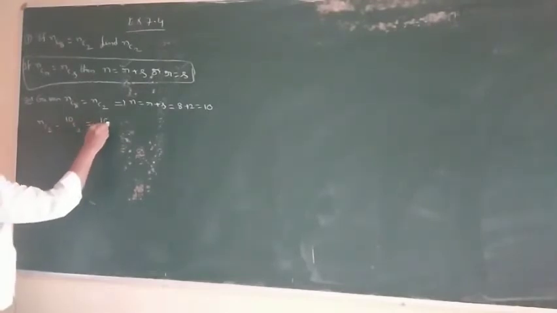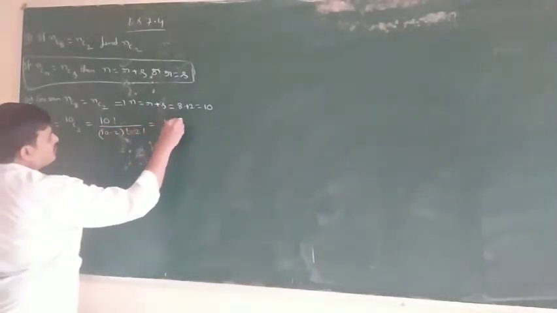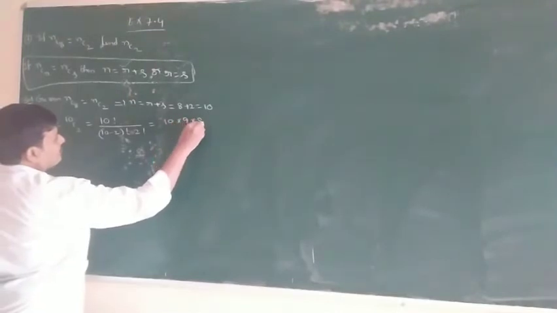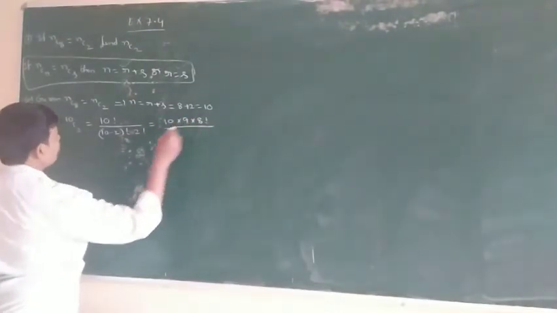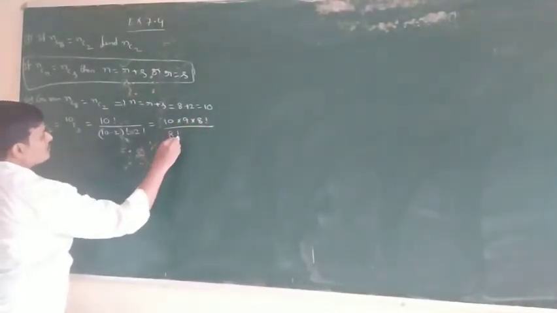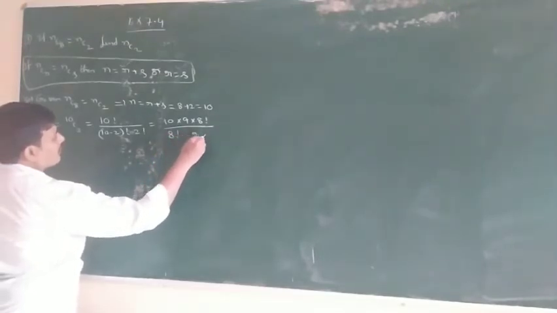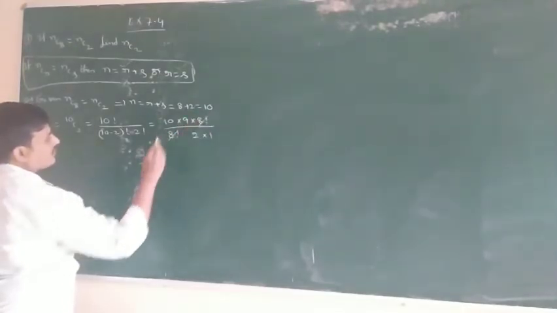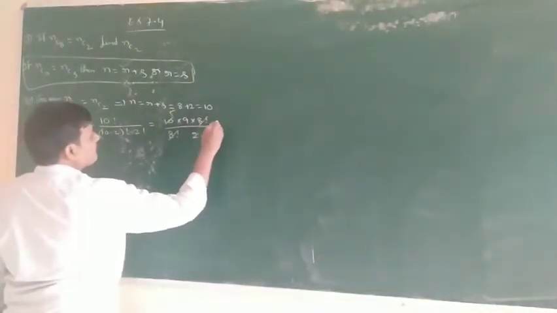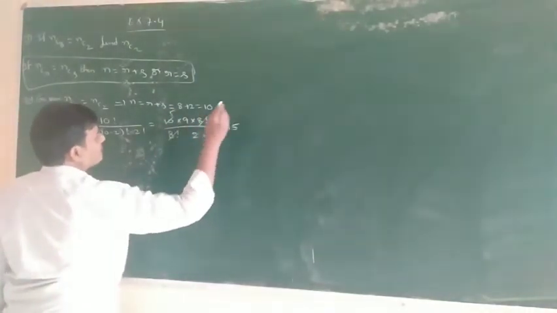So, that is equal to 10 factorial by 10 minus 2 factorial into 2 factorial. 10 factorial is equal to 10 into 9 into 8 factorial, by 10 minus 2 is equal to 8 factorial. 2 factorial is equal to 2 into 1. 8 factorial cancels. 2 ones are 2, 2 fives are 10, so 9 into 5 is equal to 45. That is the formula. Okay.